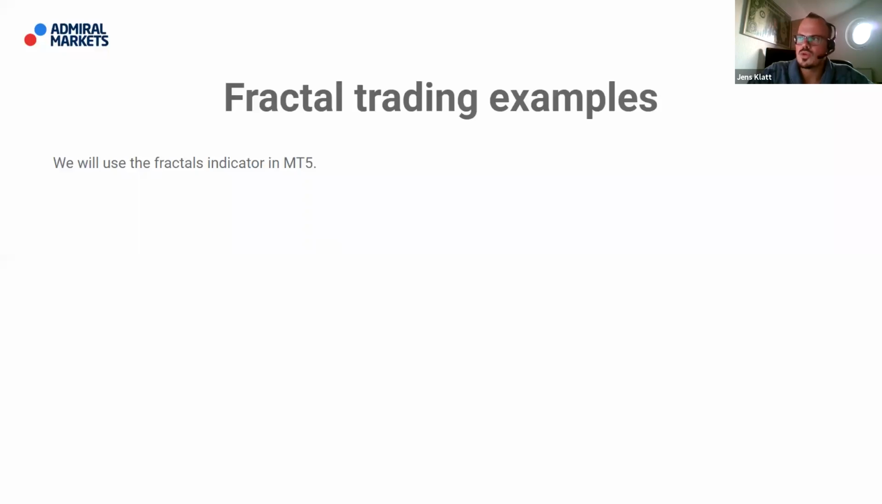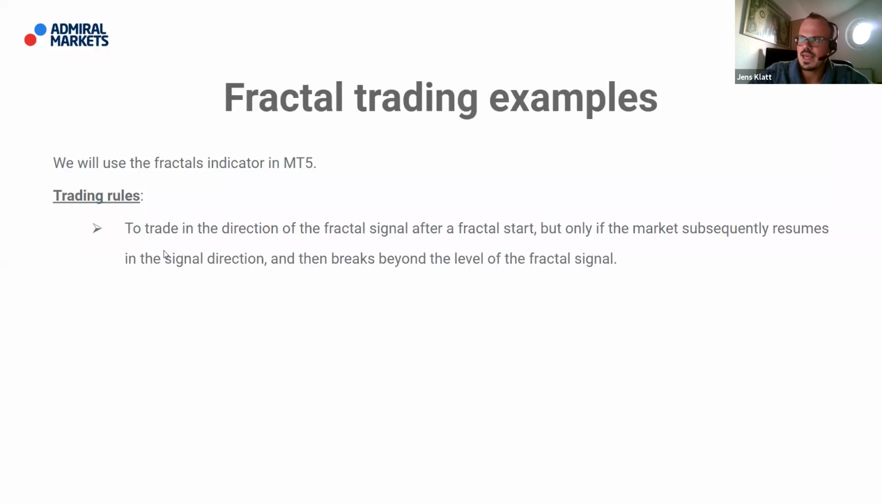So we will use fractals, the fractals indicator in MT5, as I already described. And then we have our trading rules. So very simple. We say we trade in direction of the fractal signal after a fractal start, but only if the market subsequently resumes in the signal direction and then breaks beyond the level of the fractal signal, depending on the up or on the downside.